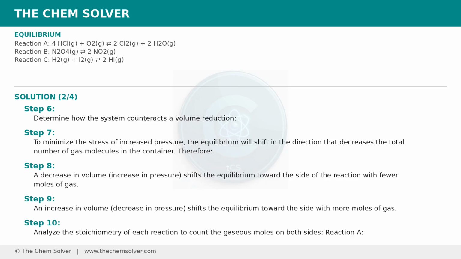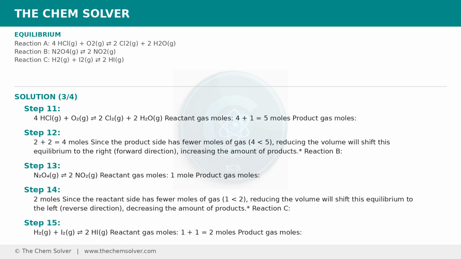Analyze the stoichiometry of each reaction to count the gaseous moles on both sides. Reaction A. 4HCl plus O2 is in equilibrium with 2Cl2 plus 2H2O. Reactant gas moles: 4 plus 1 is equal to 5 moles. Product gas moles: 2 plus 2 is equal to 4 moles. Since the product side has fewer moles of gas, 4 less than 5, reducing the volume will shift this equilibrium to the right, forward direction, increasing the amount of products.